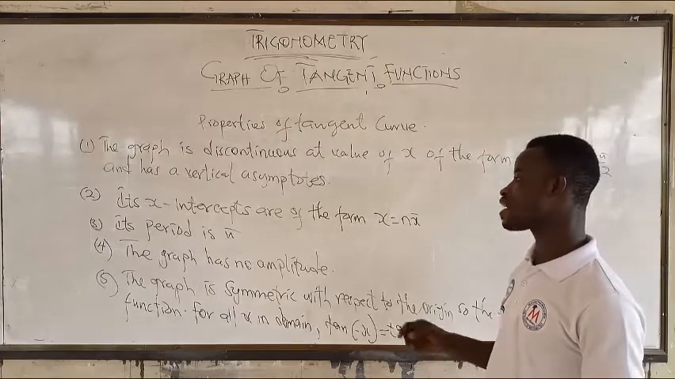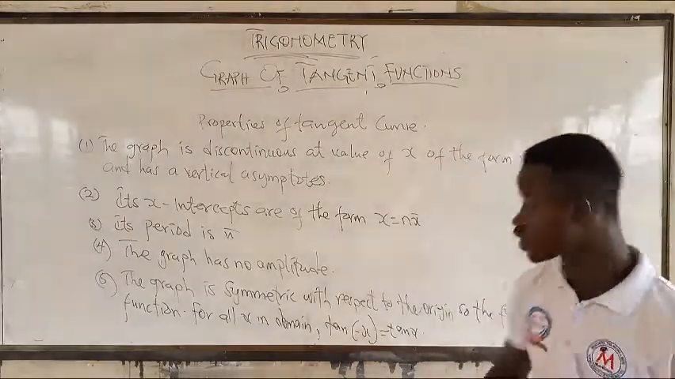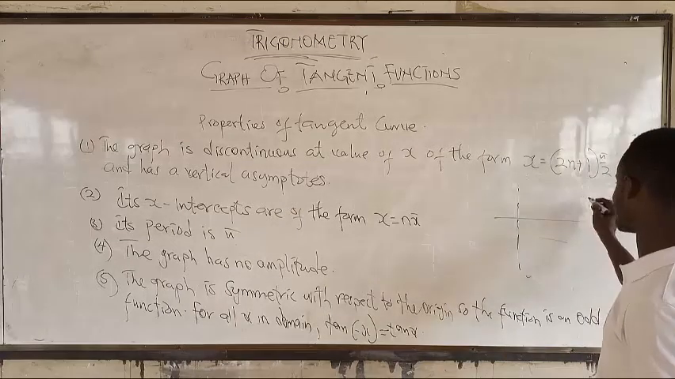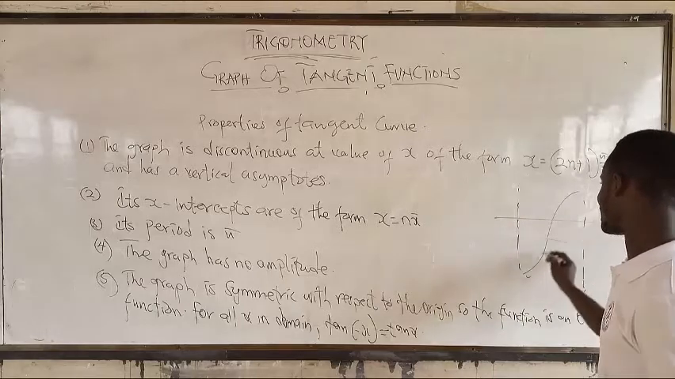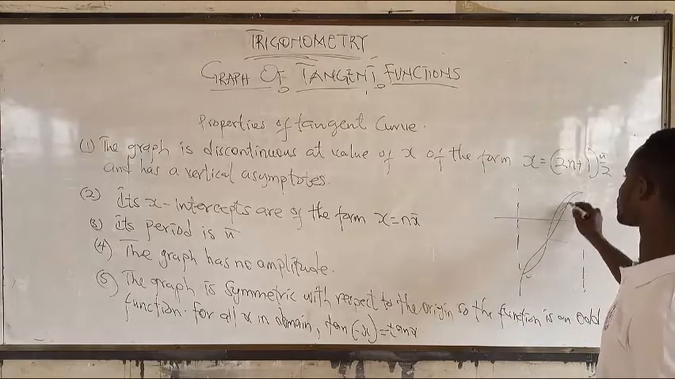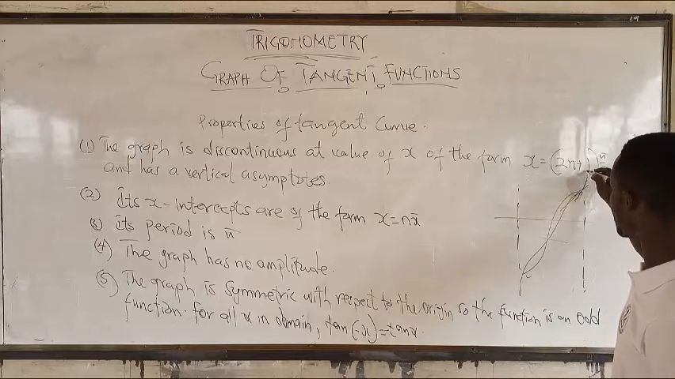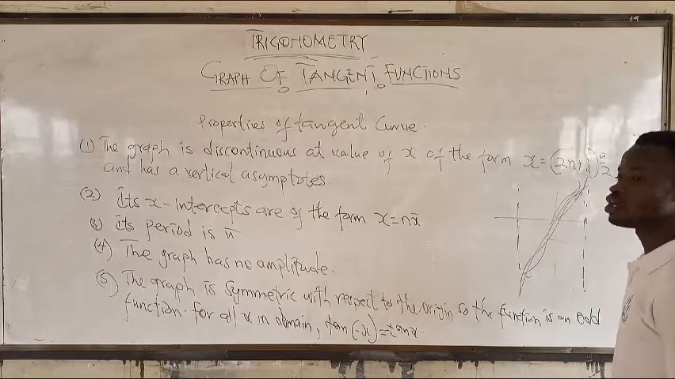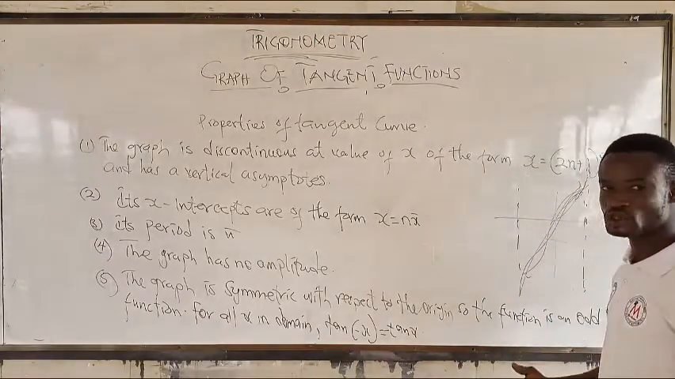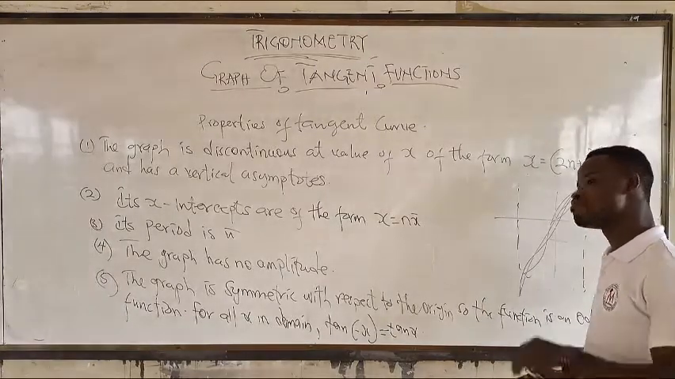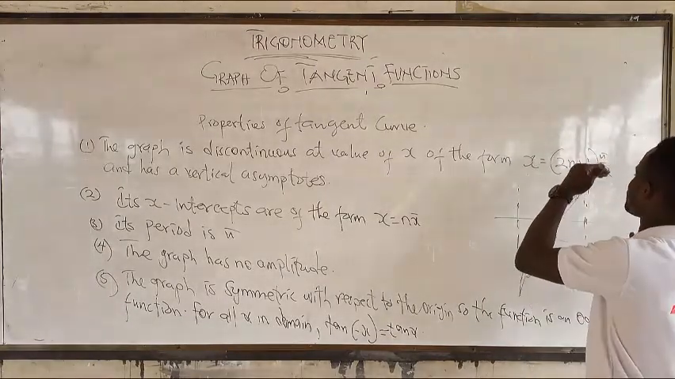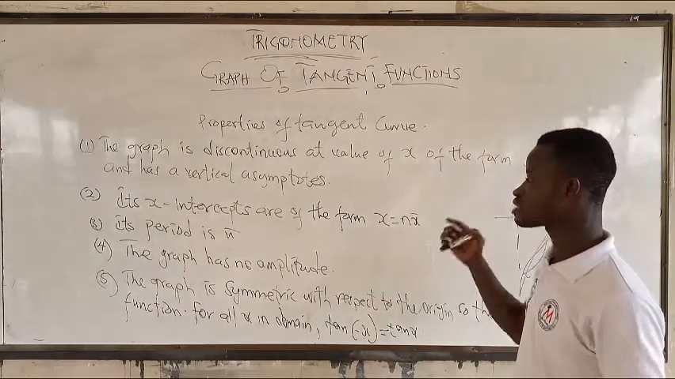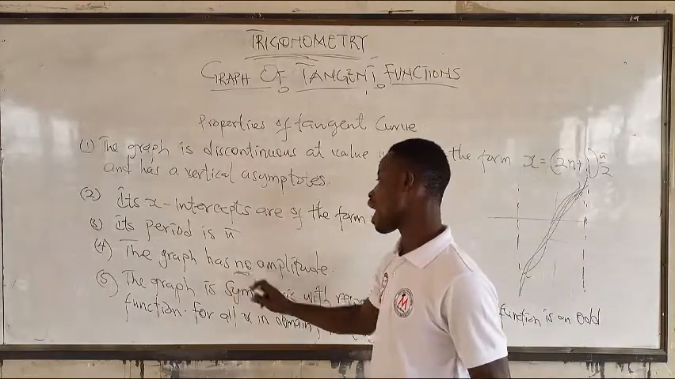4. The graph has no amplitude because of its nature. We have an asymptote here, we have an asymptote here, and the graph is like that. You can see that it will go, but it will never touch this. It will continue to go like this, and this one will continue to go like this. So it has no amplitude. When we say amplitude, that is the maximum and the minimum. You can't identify the maximum and the minimum here, so we see it has no amplitude.